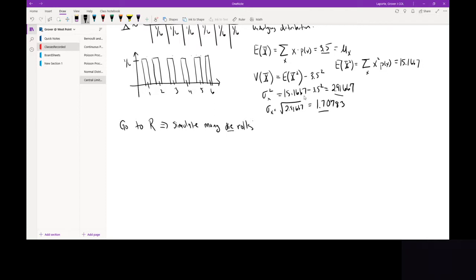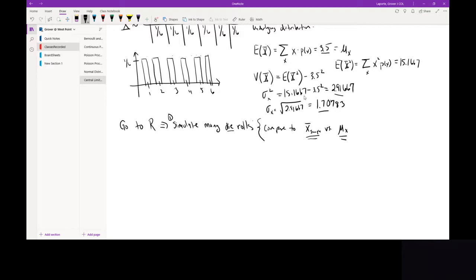That's the next part. And then what we're going to do is, number one, we're going to simulate many die rolls and compare our x bar for the sample versus the expected value mu x, because we know it should be 3.5, but we're going to find out that it's random and it's not necessarily going to be 3.5. It's going to be some number.